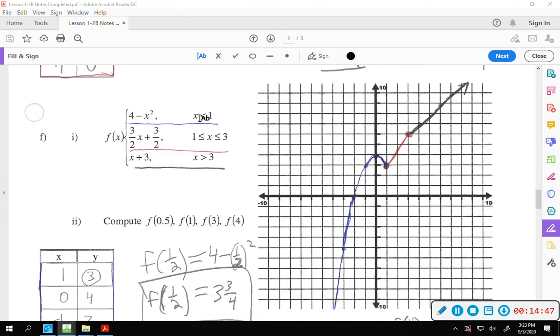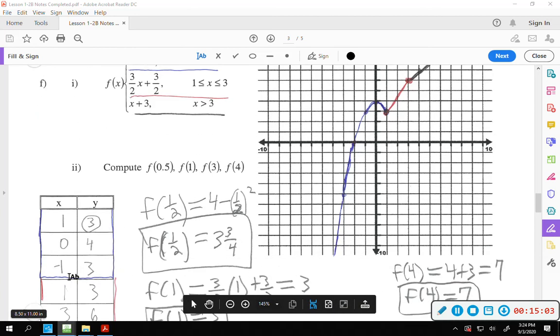Then I plugged in 0 because that's less than 1. I got 4 out. I plugged in -1. I got 3 out because -1 squared is +1. -2 squared is 4, and 4 minus 4 is 0. You can even plug in -3 and get out -5. I ran out of room to list all those, but I plotted them.